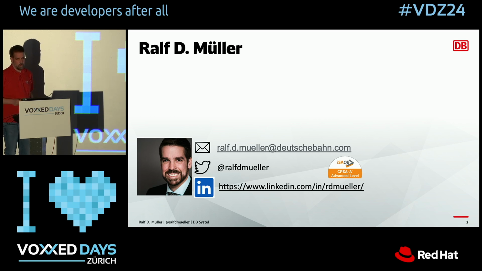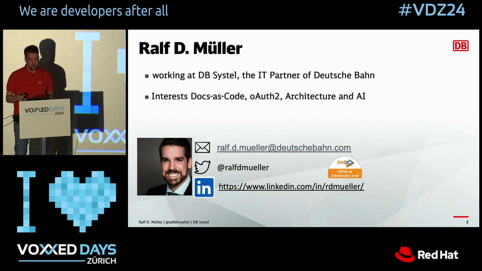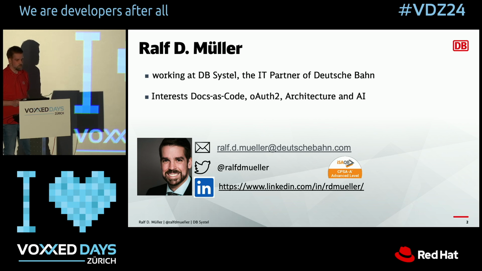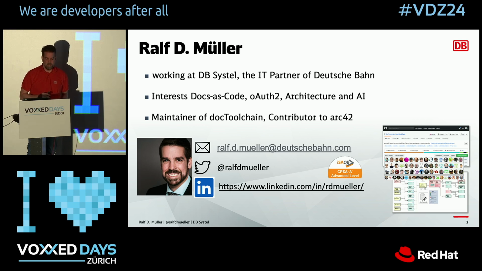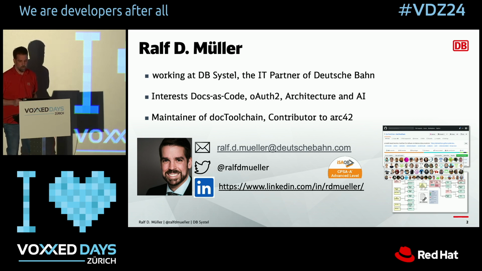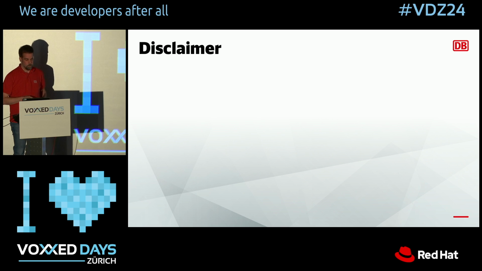Some few words about me. My name is Ralf D. Müller. I work at DB Systel, the IT partner of the German Railway. My interests are mainly documentation, docs as code, a little bit of security, OS2, architecture, and now AI. I'm a maintainer of docToolchain, an open source docs as code project, and I'm a contributor to Arc42. You can easily find me on the internet, find my email addresses. So if you want to contact me later, this is not a problem.